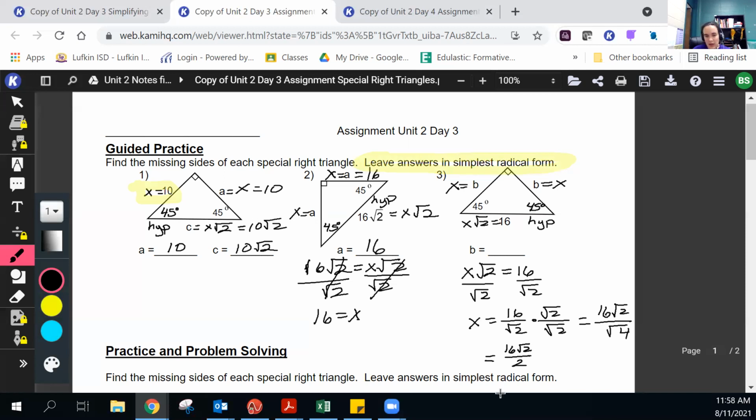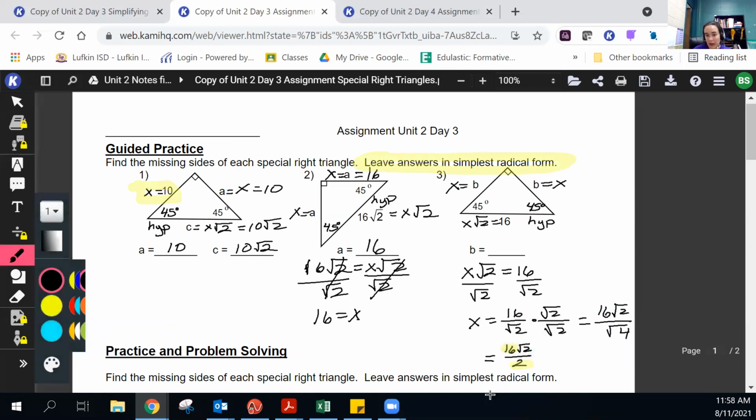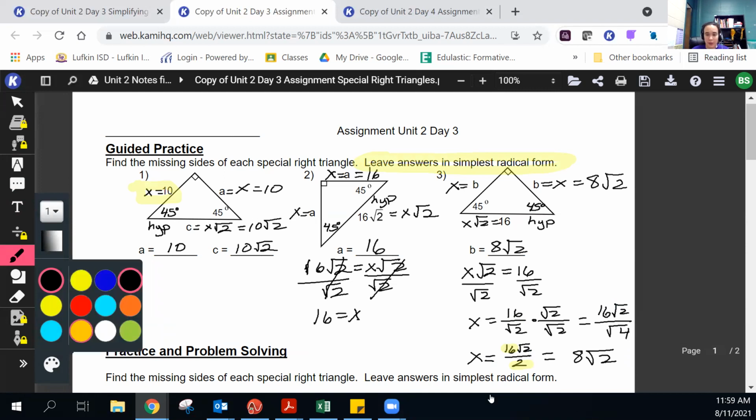Then we need to look and see if we can divide. And we divide 16 by 2. We can. And that gets us 8 times the square root of 2 as our answer for x, which is also our answer for B. So please, please make sure you label. Start with your hypotenuse. Label it as x times the square root of 2. That means your other two sides are x.